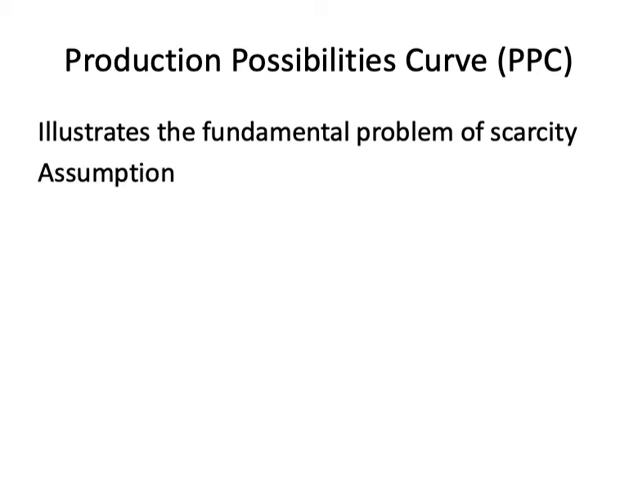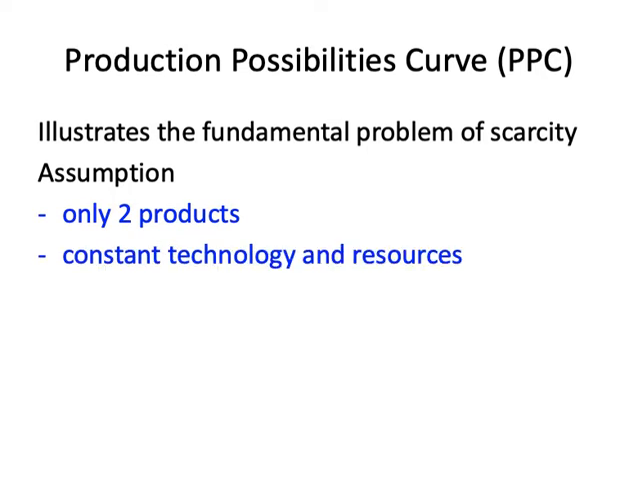And so let's make a couple of assumptions before I dive deep into what the production possibilities curve is. So one, we are only going to consider two products for now. We know in reality there are many, many products, but to simplify our explanation, we want to look at only two products. Two, there's constant technology and resources.